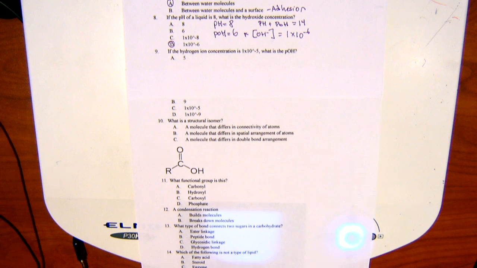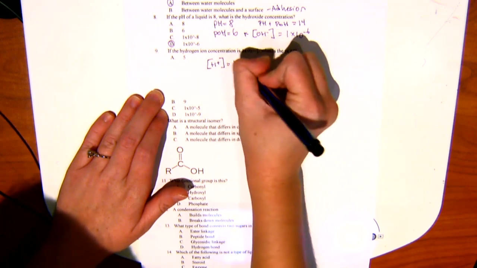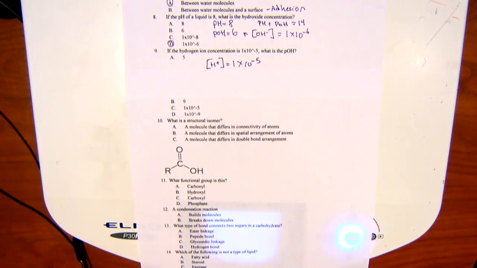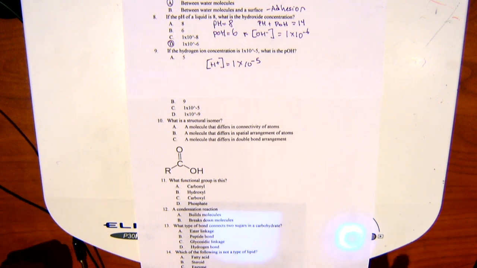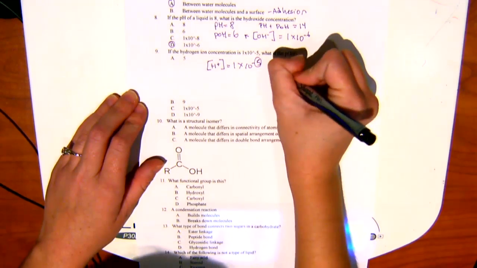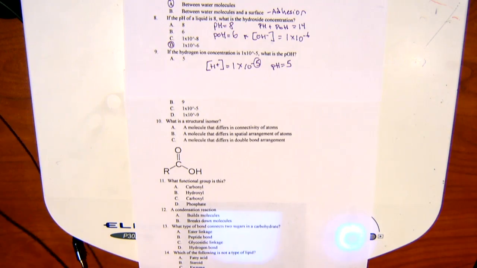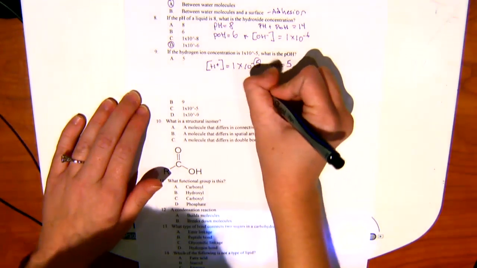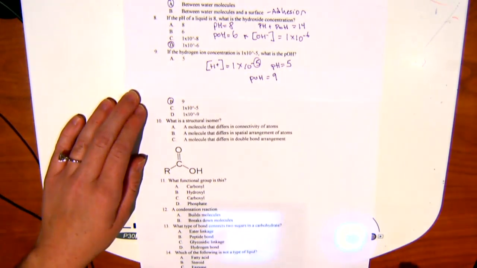Alright, number 9. This time they tell us the hydrogen ion concentration is 1 times 10 to the negative 5th, and we want to find the pOH. So the first thing I'm going to do is find the corresponding pH that goes with this hydrogen ion concentration. So we see that there's a 5 as the exponent, so that means our pH is going to be 5. And then if we want to find pOH, we're going to subtract that from 14 like we did in the last problem. That way we know that our pOH is 9, which is B.